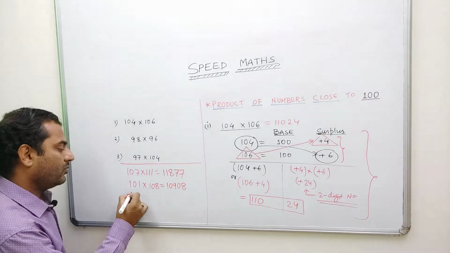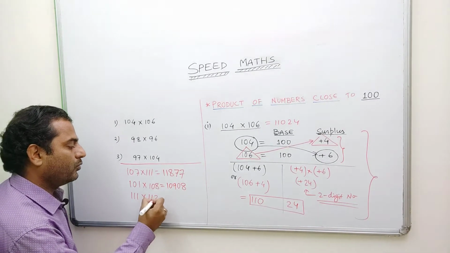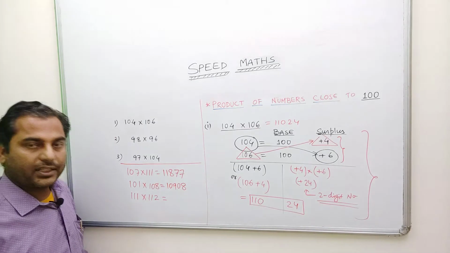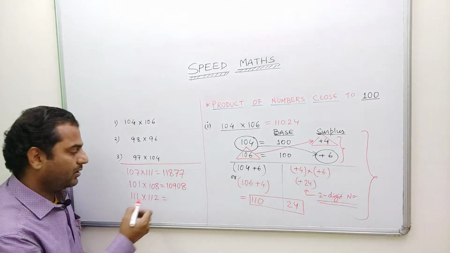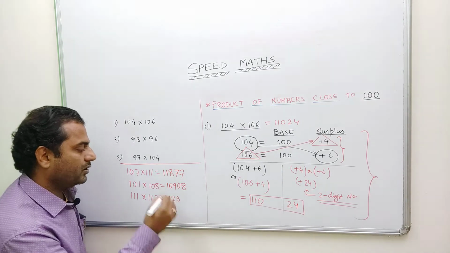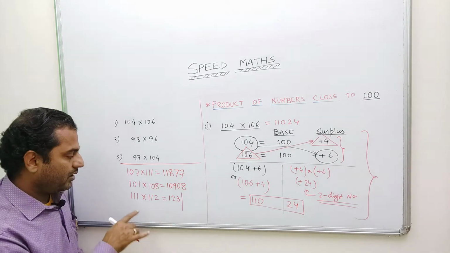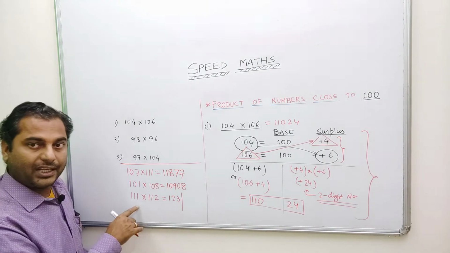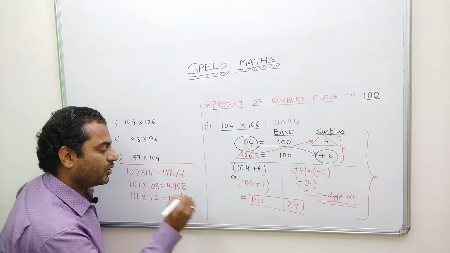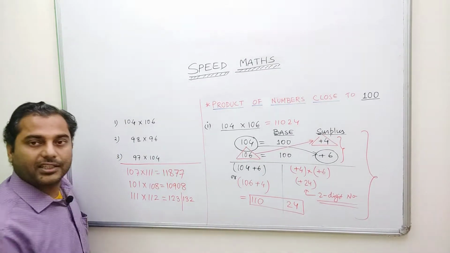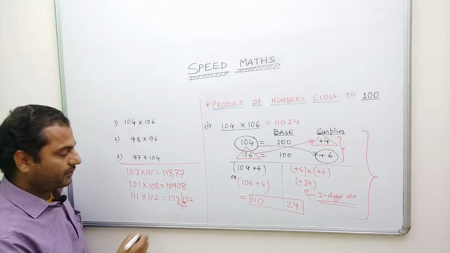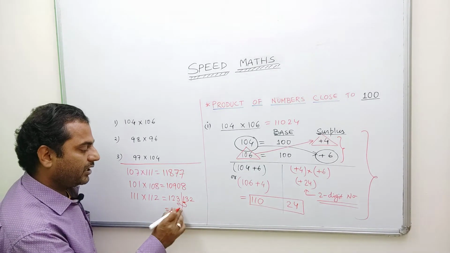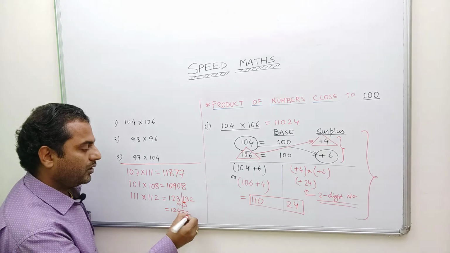Similarly, if I take 111 into 112, now what will happen? Look at this carefully. To 111, I will add 12 and get 123 on the left hand side. Now on the right hand side, 11 into 12 becomes 132, which is a three-digit number. Therefore, the extra digit can be shifted towards the left, and the final answer will be 12432.